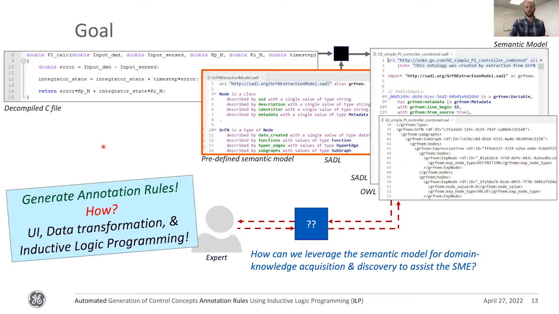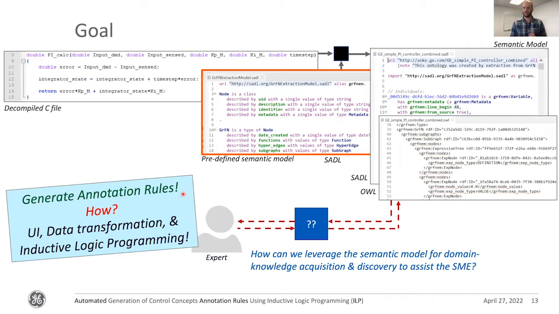And these annotation rules can describe different concepts that the expert wants to acquire, distinguish, or be able to analyze. So how do we do that? We actually have a user interface in which the expert can pick different elements that describe the concept he is looking for and wants to analyze. And then we do a data transformation to describe those concepts. And then we use inductive logic programming.